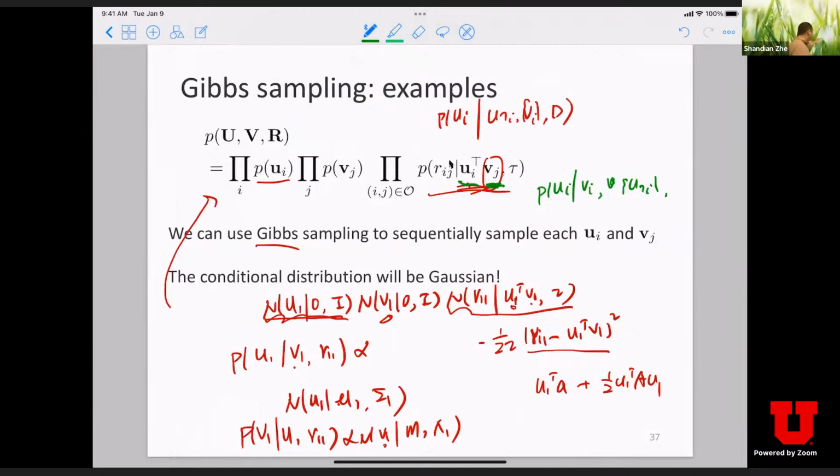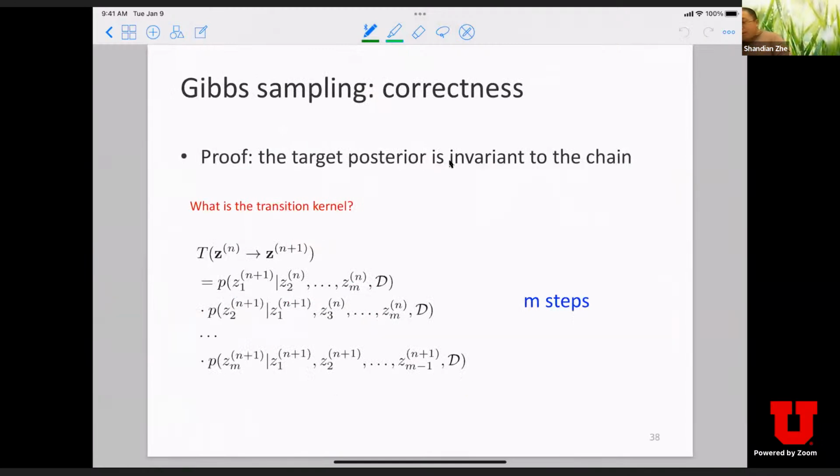So that means if you use Gibbs sampling, you can immediately get the conditional distribution for every user's representation and every movie's representation, conditional on all the other random variables, as Gaussian, and it's very easy to generate new samples. So you can just do it cyclically to get a new sample for every user and movie and so on. Okay, so after talking about the algorithm framework and illustrating that in some cases it's really useful and convenient, next we're going to justify why we can do so, right? Why Gibbs sampling is correct.